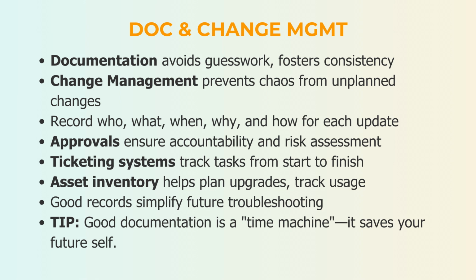Clear, concise documentation underpins consistent IT operations by avoiding guesswork and preserving institutional memory. Effective change management practices require approvals from relevant stakeholders, reducing the risk of unintended consequences when software updates or network alterations occur. Ticketing systems, such as ServiceNow or Jira, keep a log of requests, track resolutions, and record timelines. Each ticket should detail who performed the change, why it was necessary, and what steps were taken.